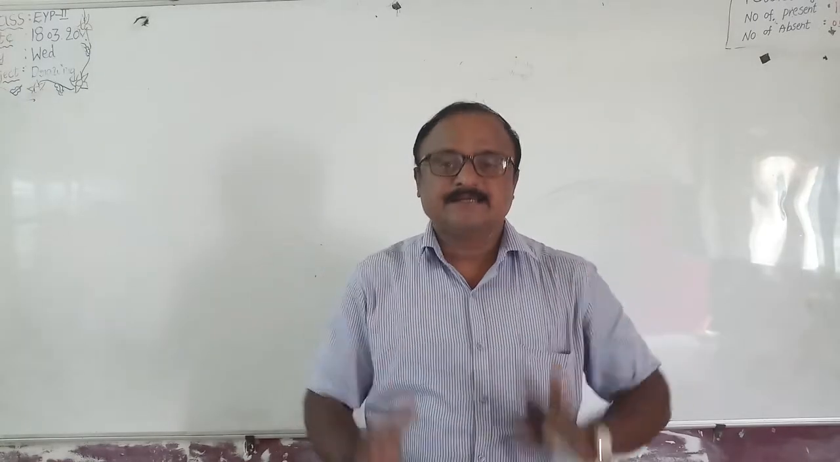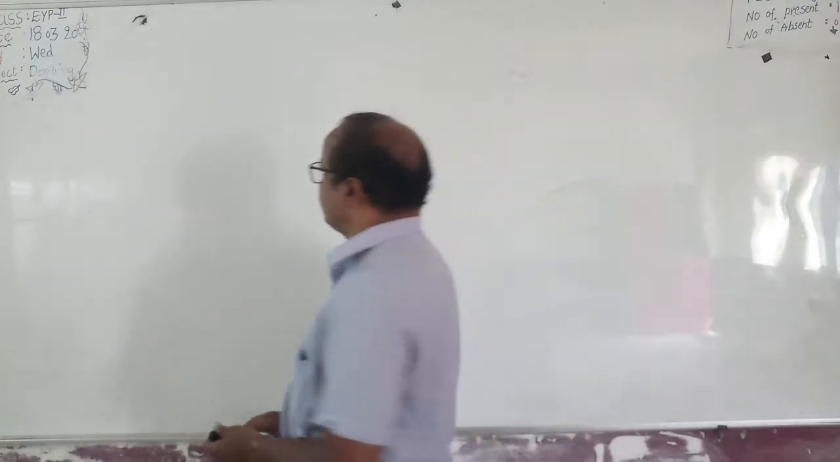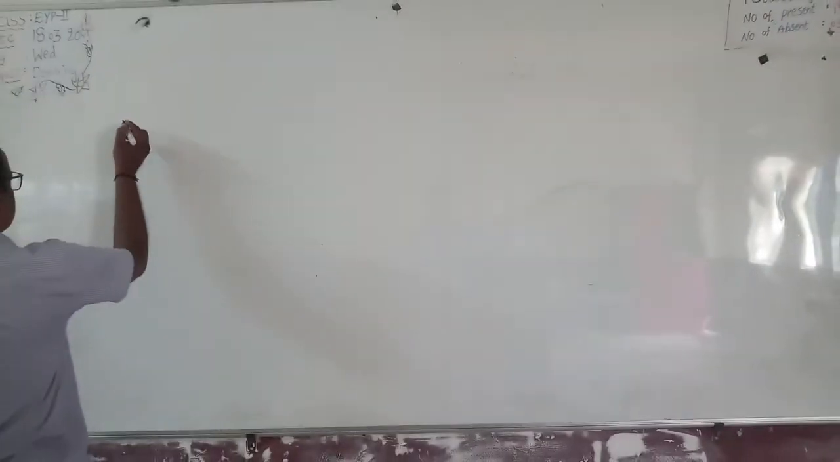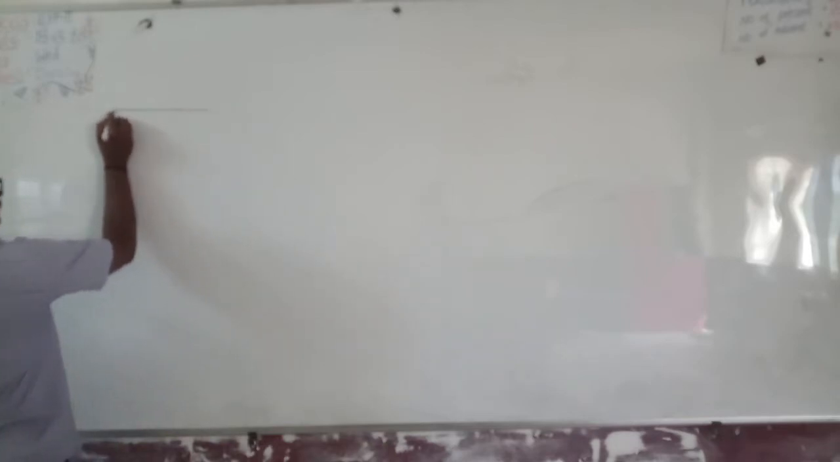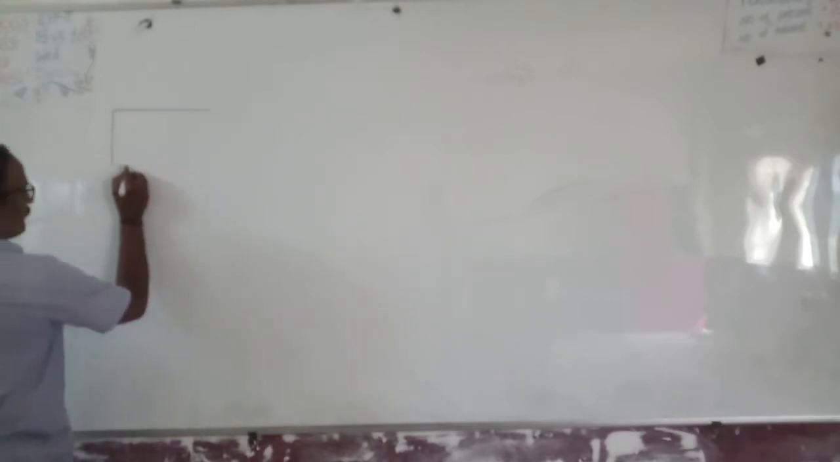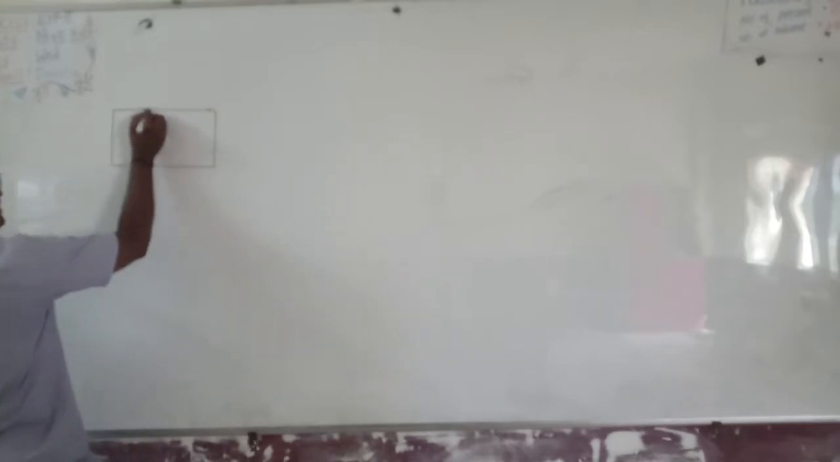Now in this class, what happens to the barrier potential and what happens to the thickness of the depletion layer on increasing the doping concentration on both sides. See clearly here. Suppose it is a PN junction diode, an ordinary PN junction diode.